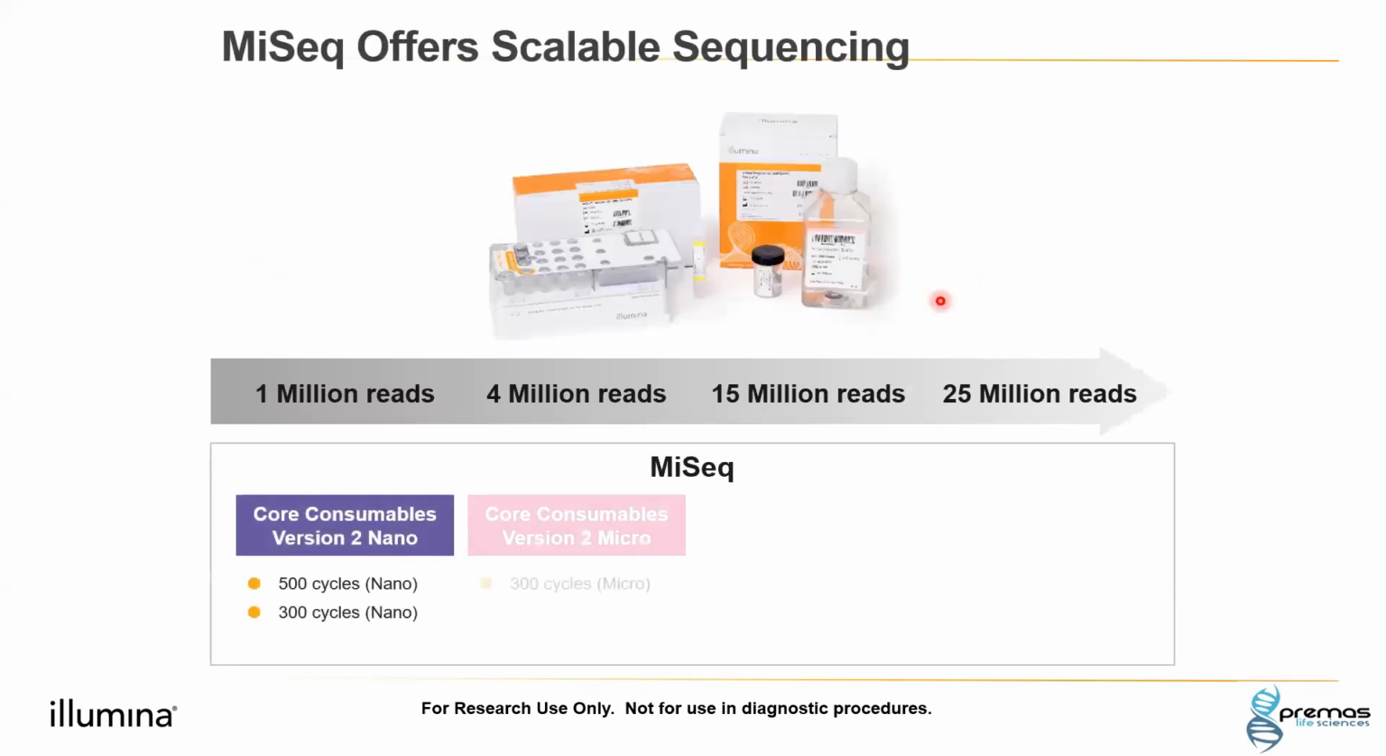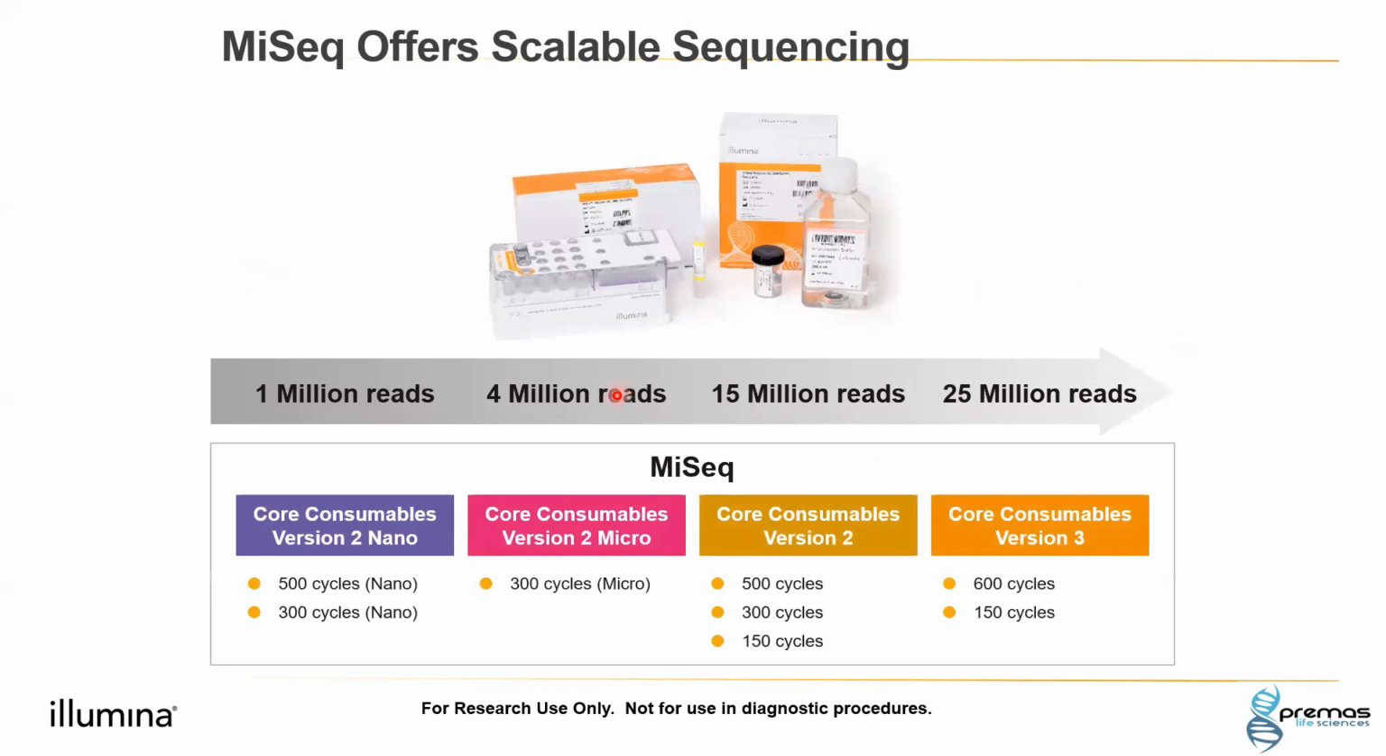Another big highlight of this machine is that it has a very scalable sequencing option. You have four types of kits available: the nano, micro, standard version 2, and standard version 3. So MiSeq is the only machine that offers PE300, the longest read length, as well as very scalable sequencing options. If you have less data, you can go for nano. If you want more data, you can go for V3, or if you want to go for 600 cycles, which is paired-end 300, that is offered in version 3 only.